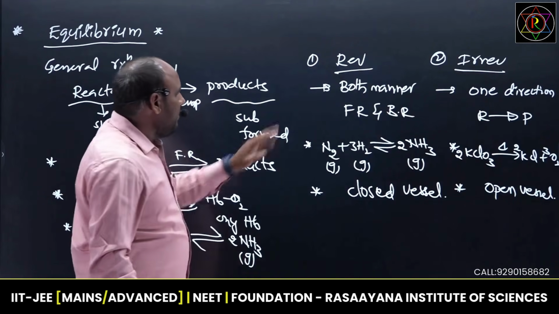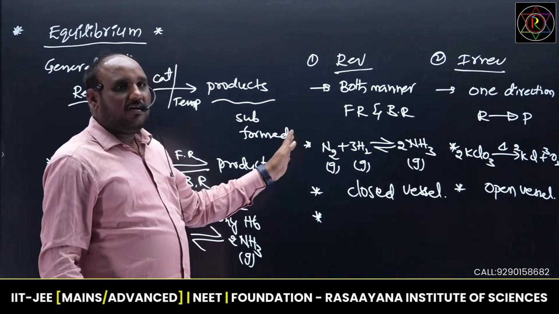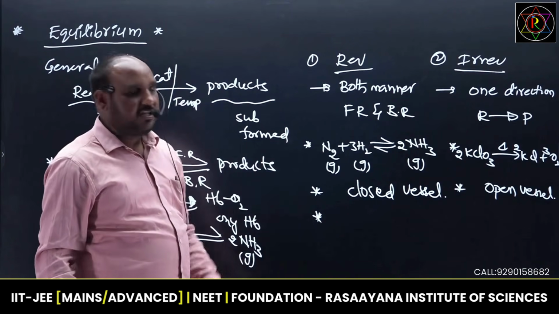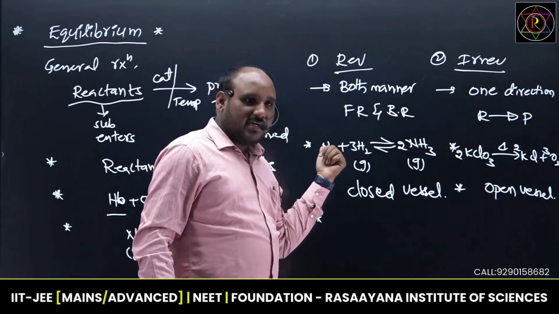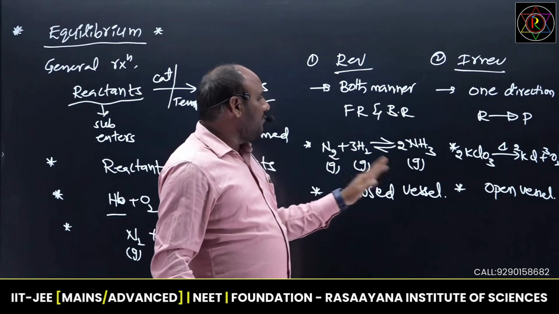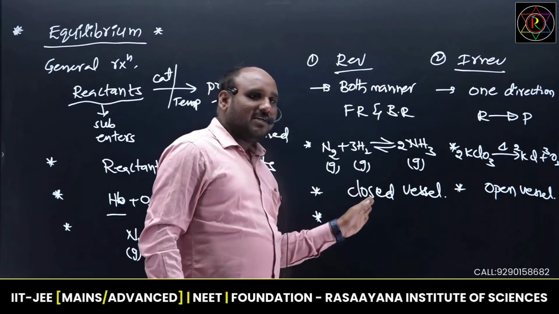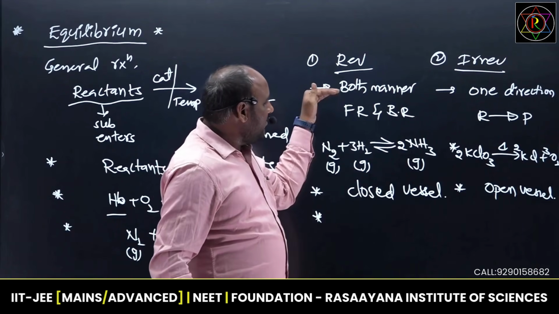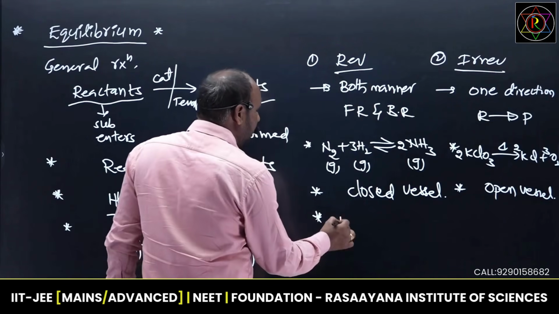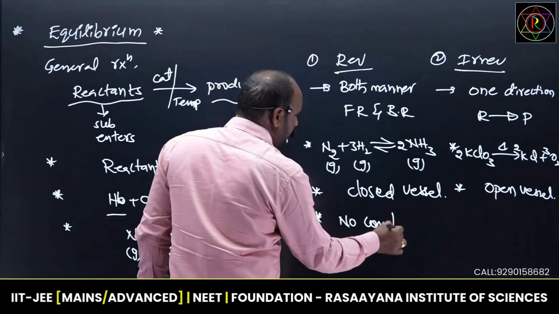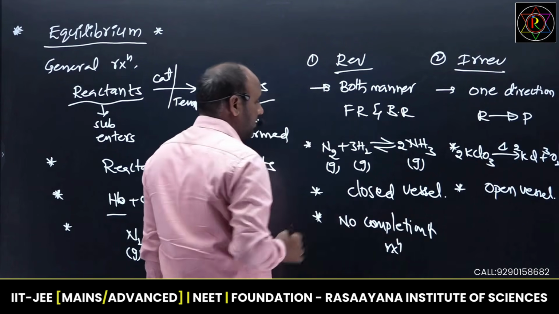Equilibrium is not applicable for completion of the reaction: reactants are converted to products and products are again converted to reactants simultaneously. If the concentration of product is more, the backward reaction takes place. Therefore there is attainment of equilibrium between them. If the reactant concentration is more, the forward reaction is carried out and equilibrium is attained. Therefore there is no completion of reaction in the case of reversible reactions.